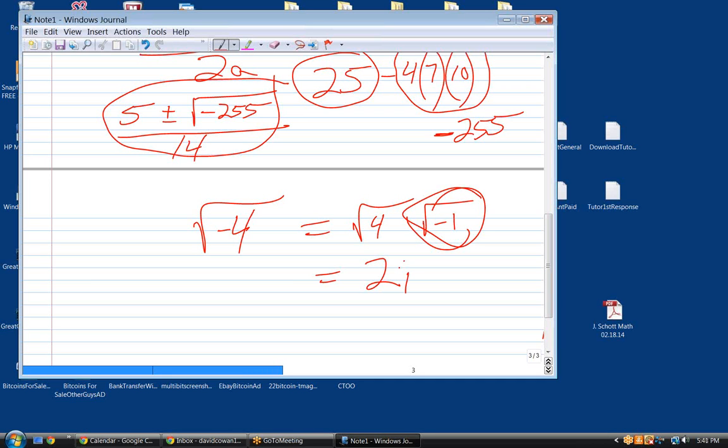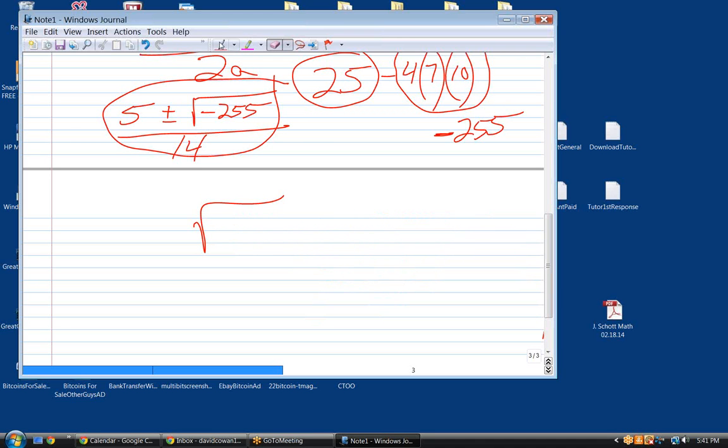So wait, so I equals the square root of -1, right? Yes. Okay. So if you always take this and separate it into the square root of -1 times the positive square root of the number, it becomes very easy. So let's handle that minus 255. So what's that going to be equal to? The square root of 255 times the square root of -1.